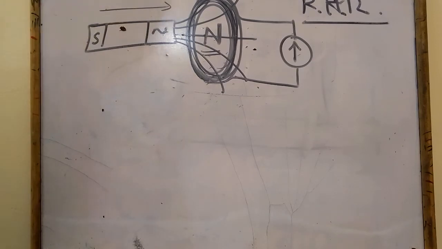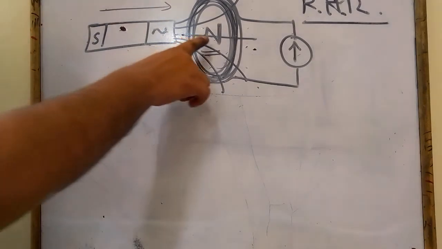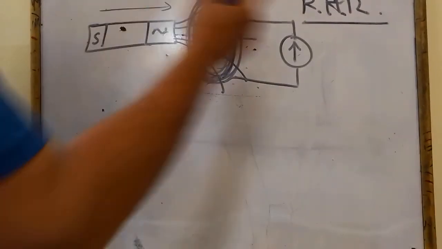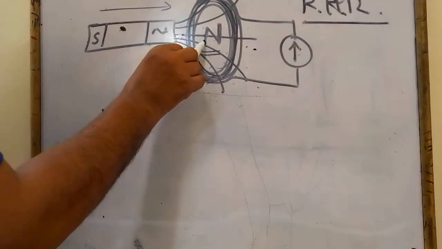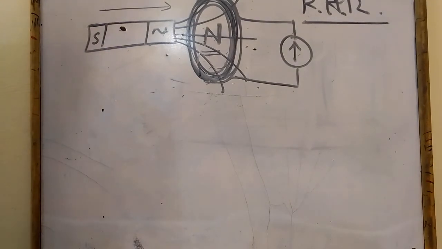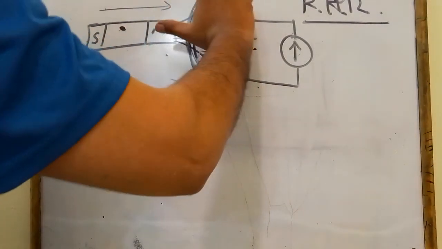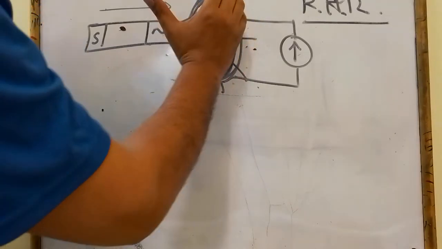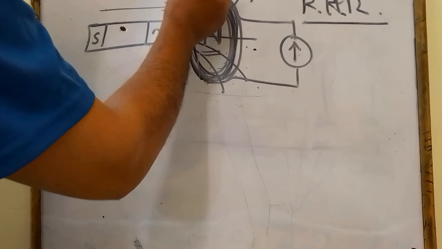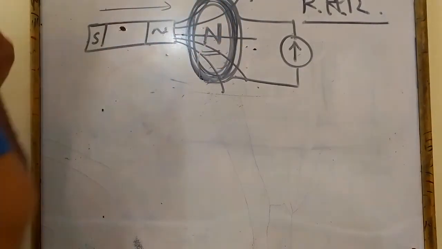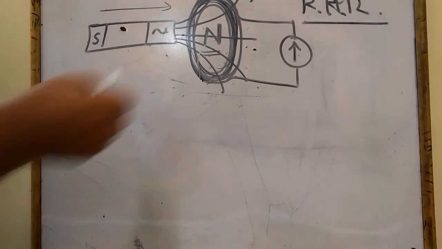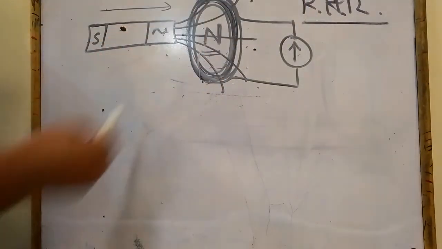So, if this side becomes north, that will become south. So if this becomes north, we can simply find the direction of the current by the use of the right hand rule, like this. If the thumb shows the direction of north, the curling fingers will show the direction of the current, which comes out to be anti-clockwise in this case. It is by the use of the right hand rule, previously discussed.